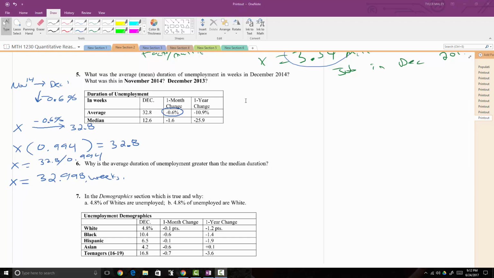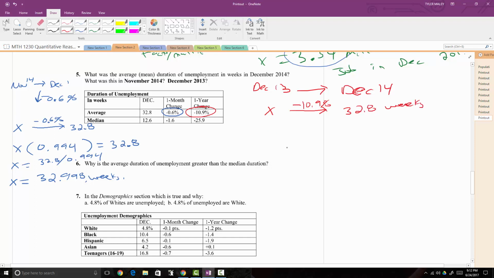Right, so now we need to look at December of 2013. So going from December 13 to December 14, we started with X, and then we went down 10.9, the 1 year change, so down 10.9% to arrive at 32.8 weeks. So again, we set this up the same way. I would take X times my factor, so 100% minus 10.9% gives you 89.1%. So then if I turn that into a decimal by dividing by 100, I get 0.891. And this is equal to 32.8 weeks.